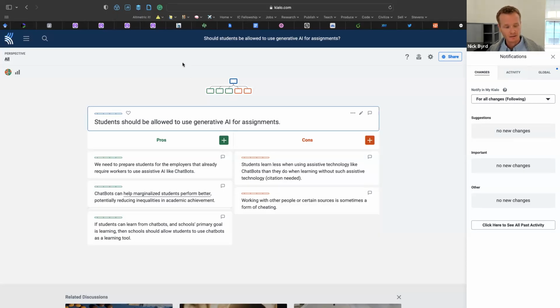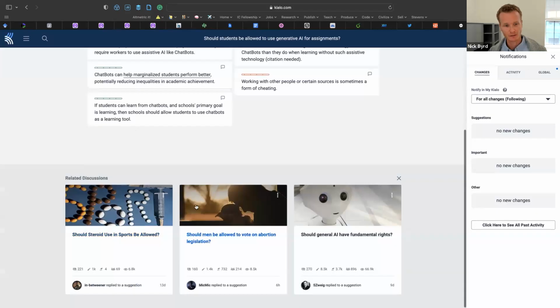So you'll find tons and tons of topics and discussions. If I scroll down here, you'll see there's a map and a big discussion group with over 1,000 contributions about should steroid use be allowed in sports? Should men be allowed to vote on abortion legislation? Even more activity on that one. Should general AI have fundamental rights? Lots and lots of activity and views on that one.